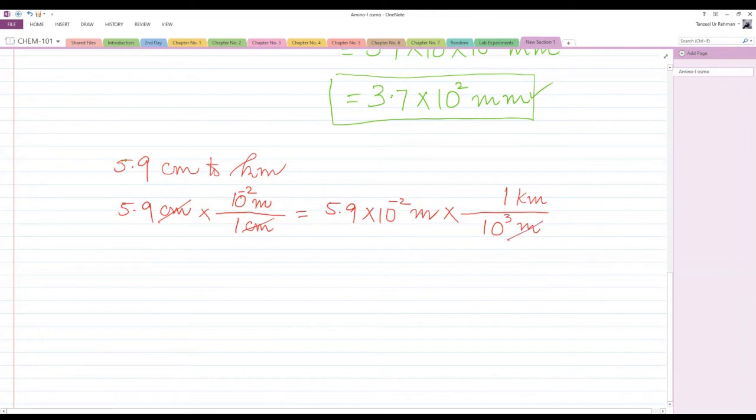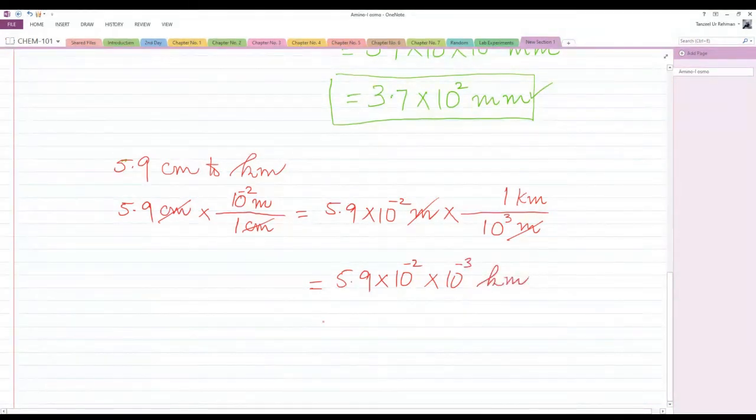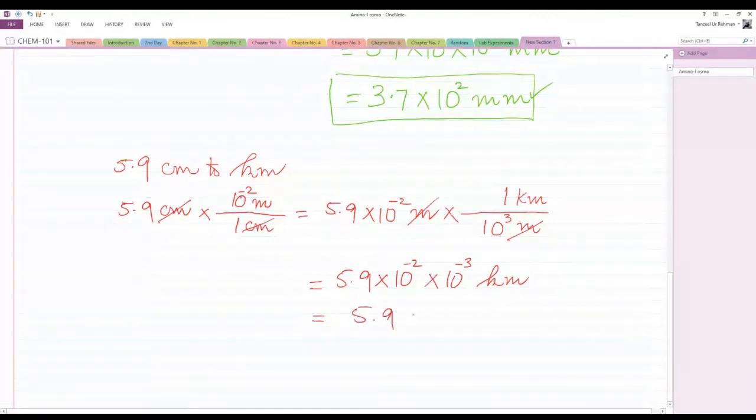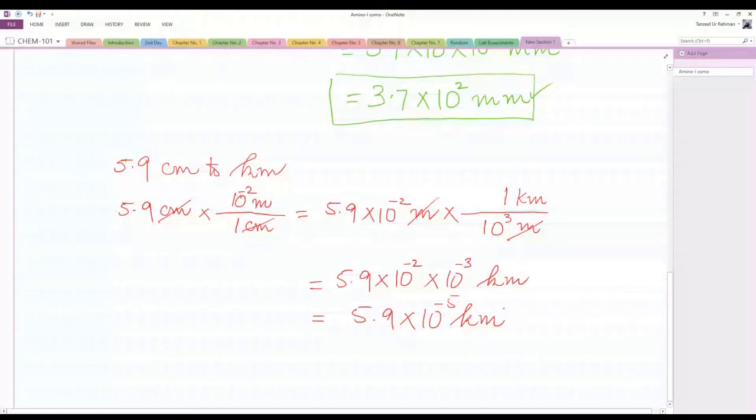So meter will be cancelled with meter. 5.9 into 10 to the raised power minus 2 into 10 to the raised power plus 3. When it goes up, it becomes minus 3. Very good. It is kilometer. So what is your answer? 5.9 into 10 to the raised power minus 2 minus 3, minus 5 kilometer. Yes, young man. This is your answer. Any problem?